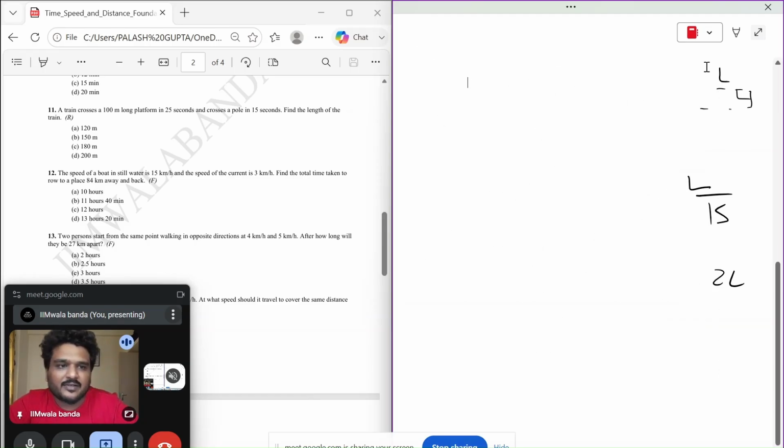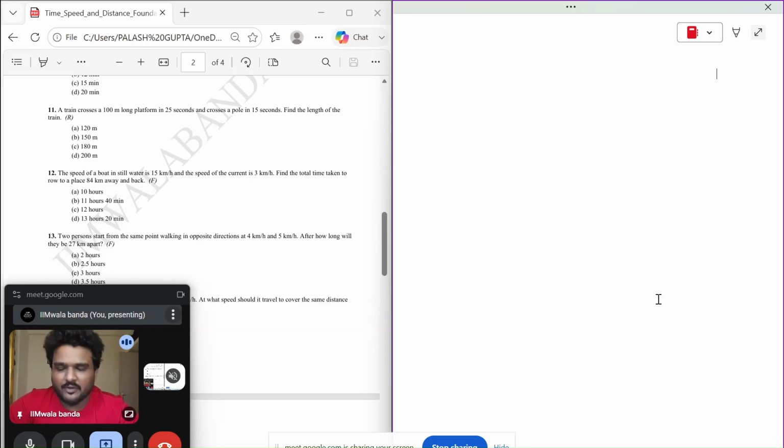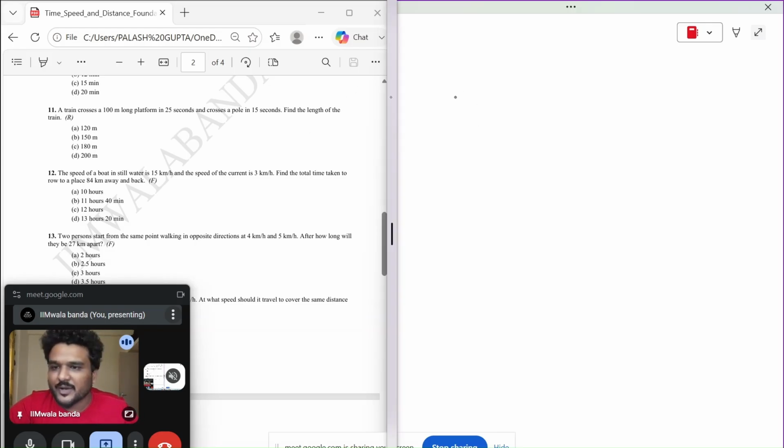Again, the next question is also a repetition of upstream, downstream type of questions. And the idea of mix and matching is that you can pause the video, try it yourself. And if you're able to do it, you've understood the whole concept. Let's quickly do it. Speed of the boat in still water is 15. So you know for U is 15, and speed of the current is 3. Find the total time taken to row to a place which is 84 kilometers away and back. So the boat is going up and then it is going down. Find the total time taken.